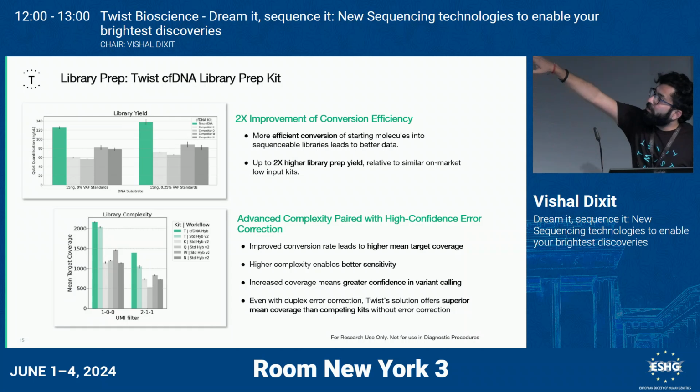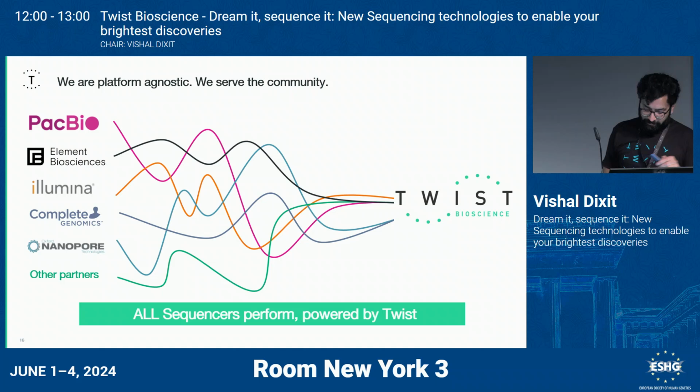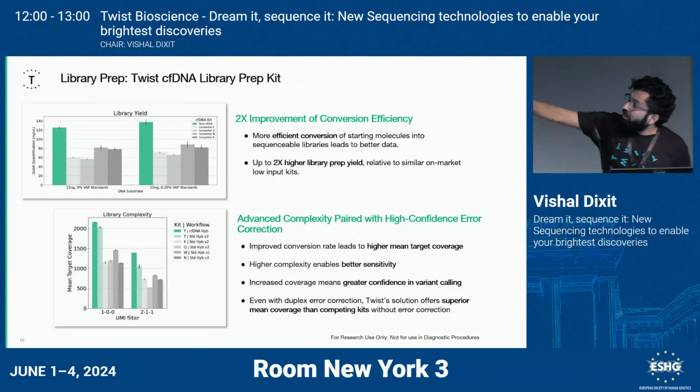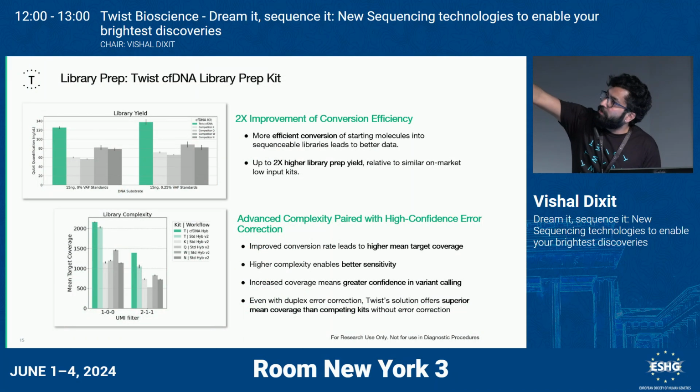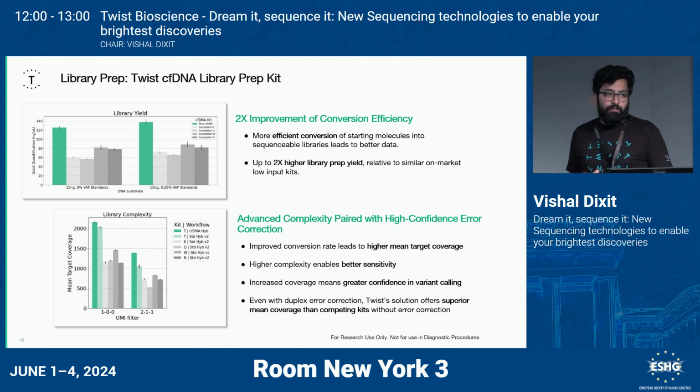So if you see this bar graph, we utilized 15 nanogram of cell-free DNA with different VAFs, 0% VAF, and then 0.25% VAF. And you can see with the new Twist cell-free DNA kit with the engineered T4 ligase, you have 2x improved performance with the conversion efficiency. And this is very important if you are working with oncology cell-free DNA, where conversion rate is very important.